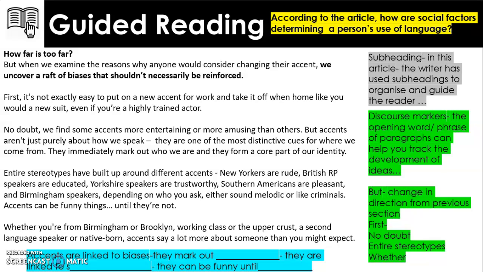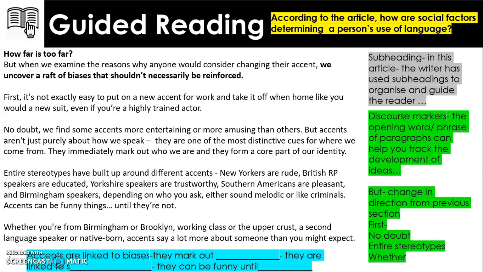So this is the idea of social factors from previous weeks, looking at the relationship between how I view myself within society, my ethnicity, my experiences, my values, and how that defines who I am. Entire stereotypes have been built up around different accents. New Yorkers are rude, British RP speakers are educated, Yorkshire speakers are trustworthy, Southern Americans are pleasant, and Birmingham speakers, depending on who you ask, either sound melodic or like criminals.